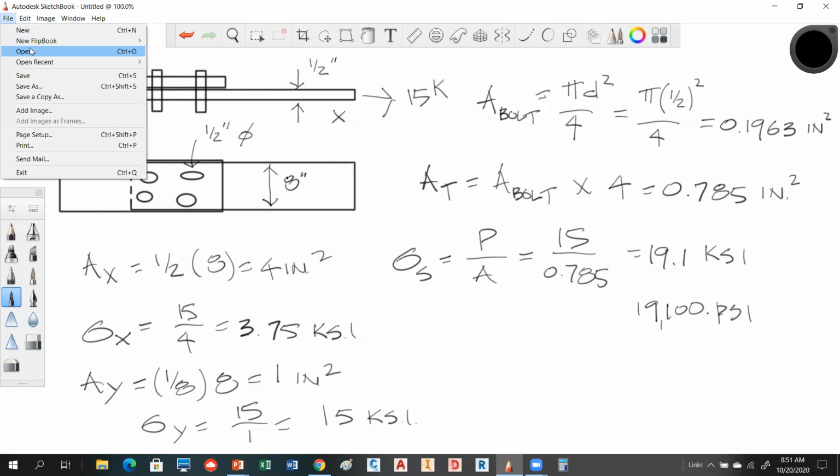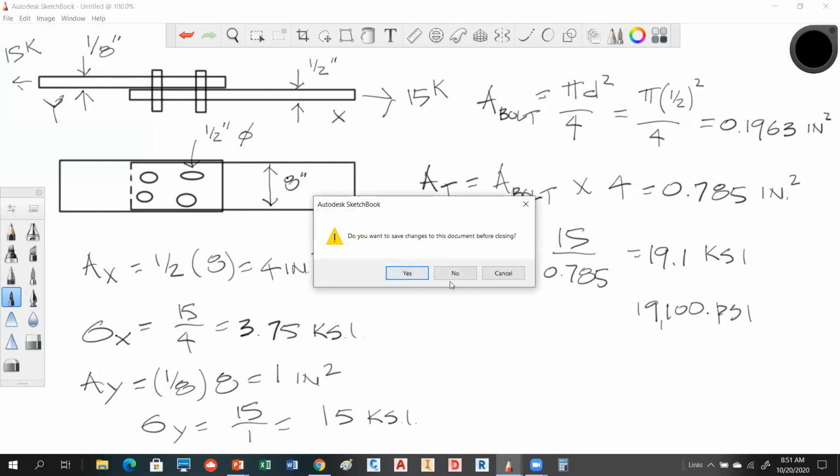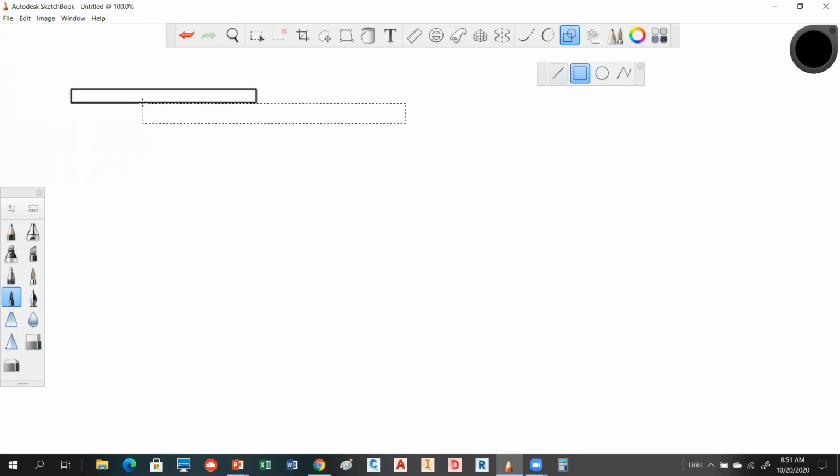All right, let's try one more here. We're going to look at the next problem, which is 8.4. And this is a double shear problem. So this is a little different. Let me draw this a minute. So we got a plate and another plate.